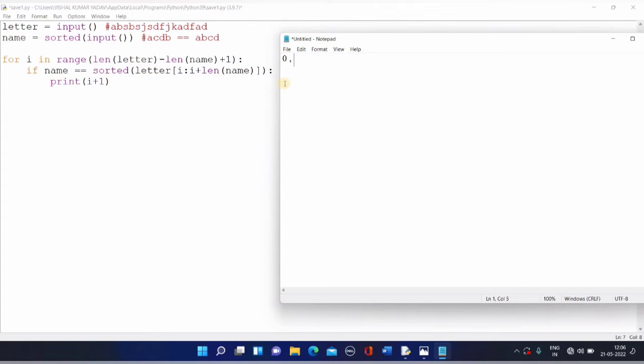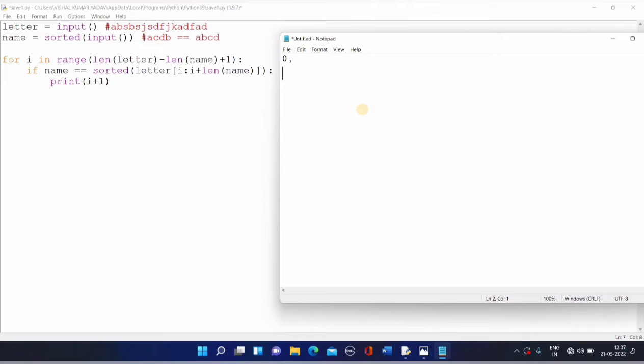See, since I'm slicing my letter, suppose this is my letter. I'm slicing my letter from i to i plus len of name. What does it mean? I'm creating subsets of four names.